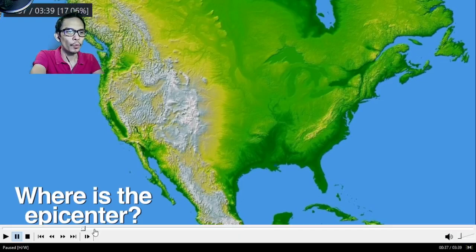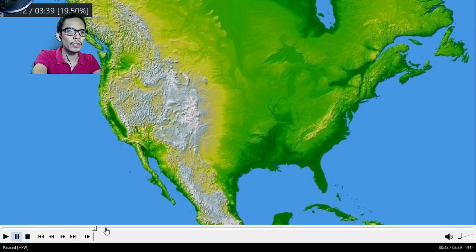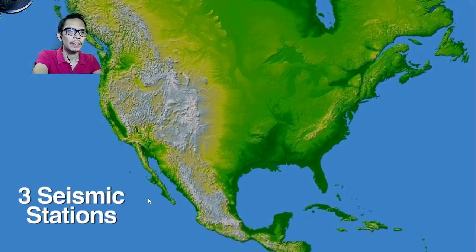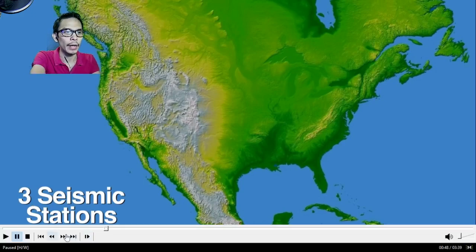With the use of seismograph readings coming from three stations. Take note of that one, 3 stations. Not 1, not 2, but 3 stations. We can use 4, but 4 is excessive for this one. So the minimum is 3. Right. Okay, so we now have your 3 locations right here.